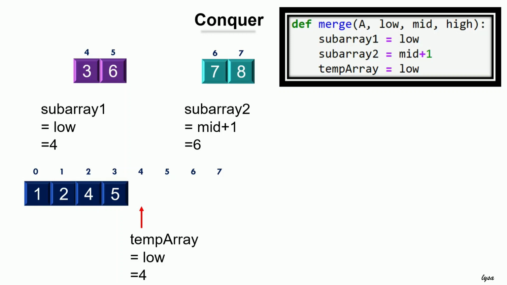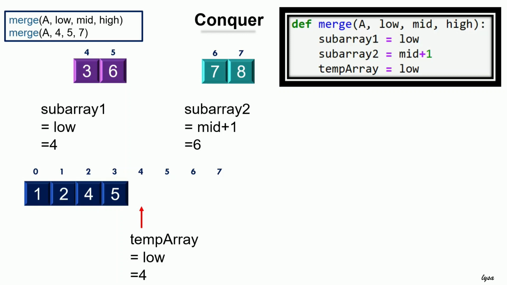Subarray 1 starts from the first index of the left sublist, so it has the value 4. Subarray 2 starts from the first value in the right sublist, so it takes the value 6. And we are trying to conquer the sublist on the right hand side in the indices 4 to 7. So the temporary array is now pointing to the location 4. And currently, the value of low is 4, the value of mid is 5, and the value of high is 7.